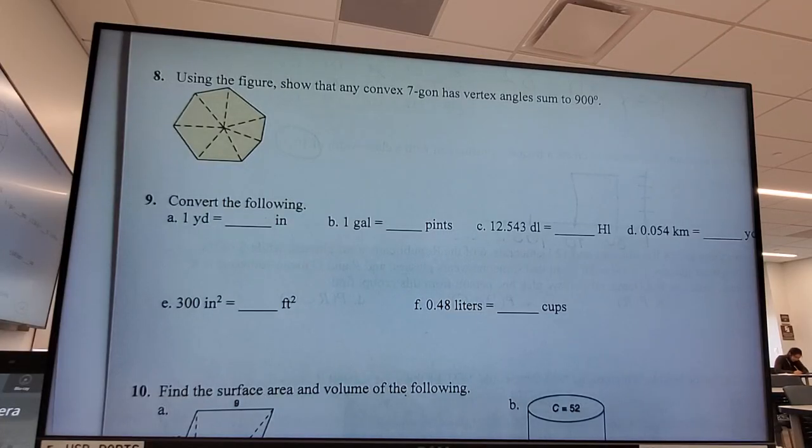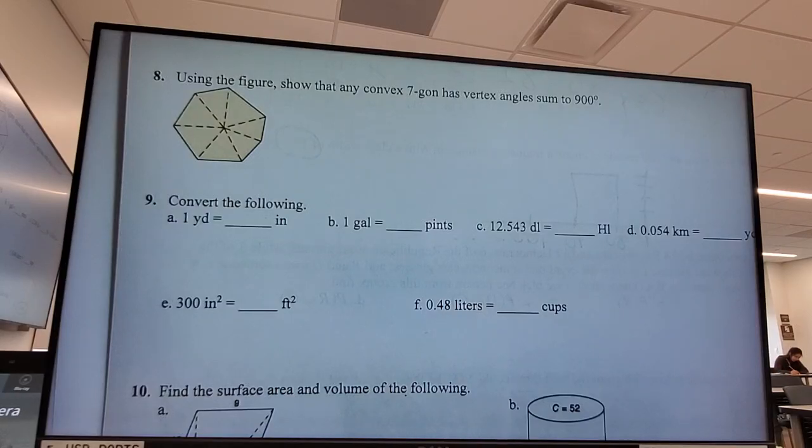So I want you to show somehow, without knowing anything about this besides it's a 7-gon, I also drew in some triangles that should help. I want you to figure out how those all add up to be 900 degrees.